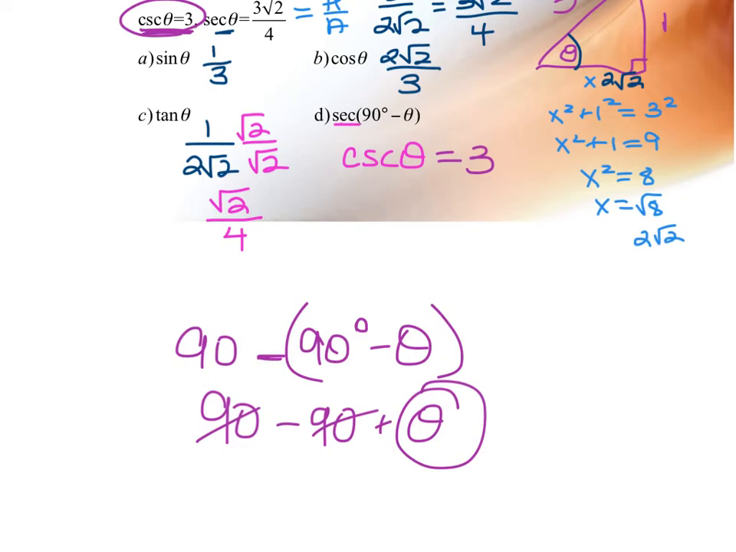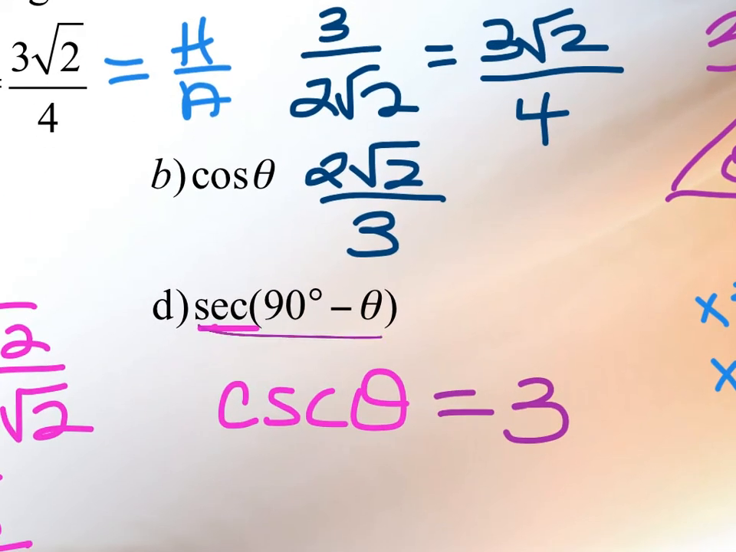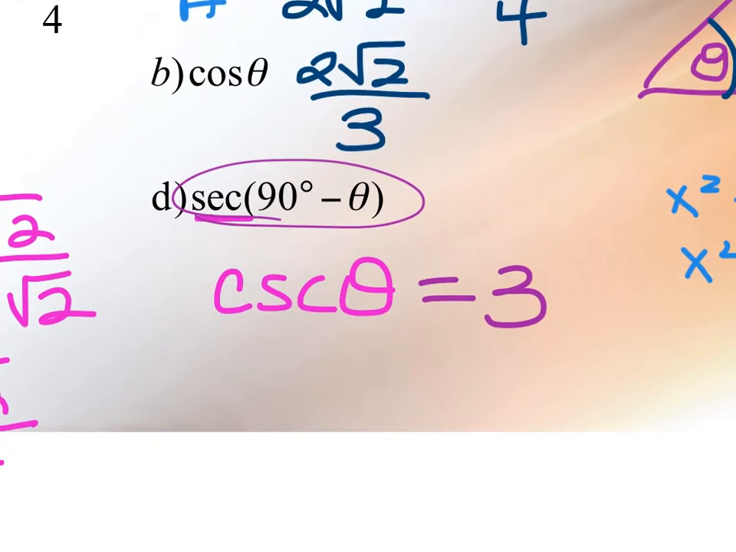Wait, why do you get cosecant? Because that's a cofunction. I don't know what theta is, so this is written in terms of cofunction. Go back to your cofunctions on that last slide, and you're going to see that secant of 90 minus theta equals cosecant of theta. So you're replacing that whole thing with it.